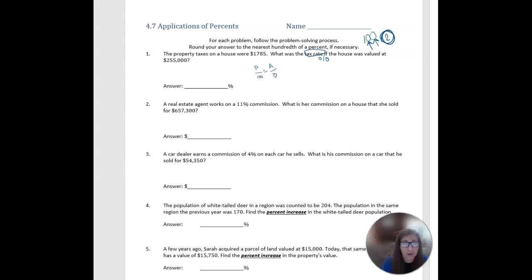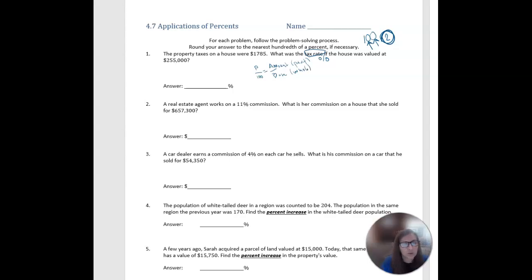A is the amount. That's what Hawks calls it. And B is your base. The top number, the amount, is always going to be part of something. And then the base, this is your base, it's going to be the whole.